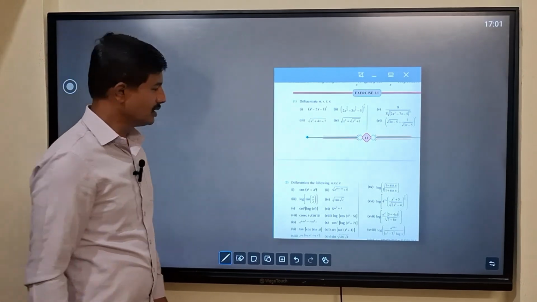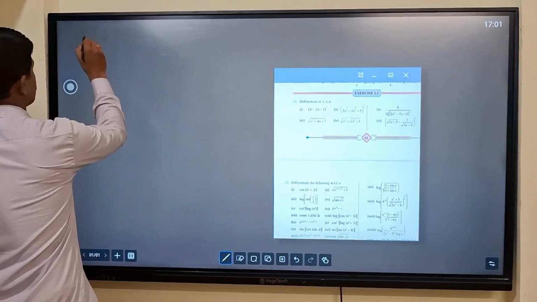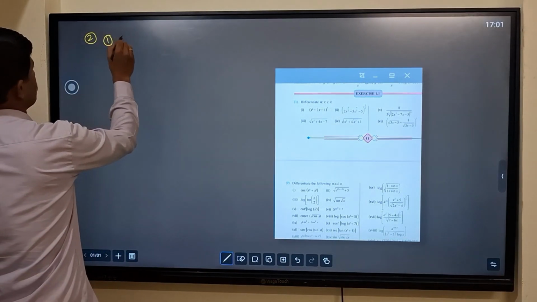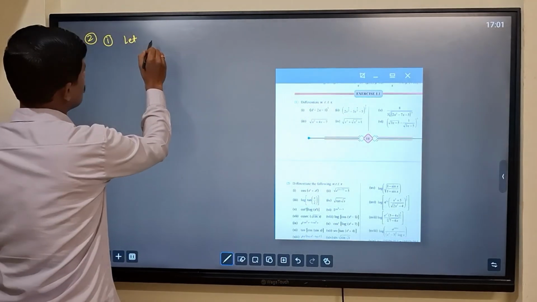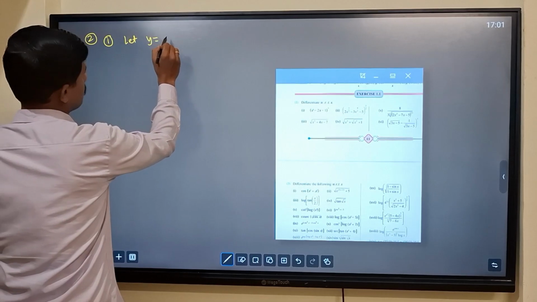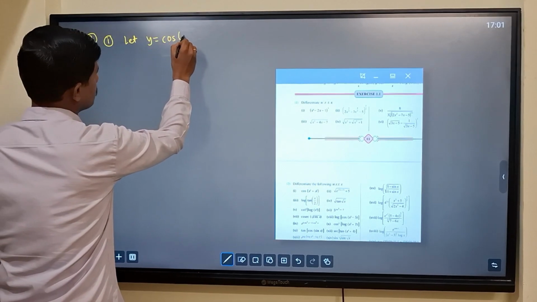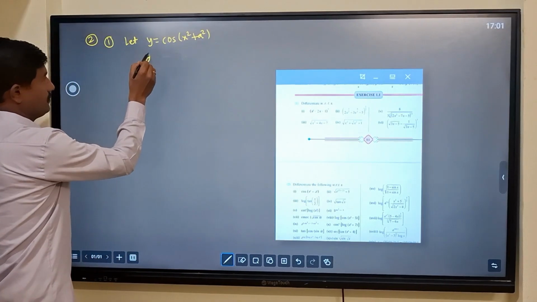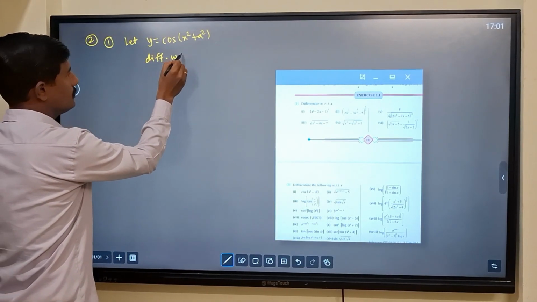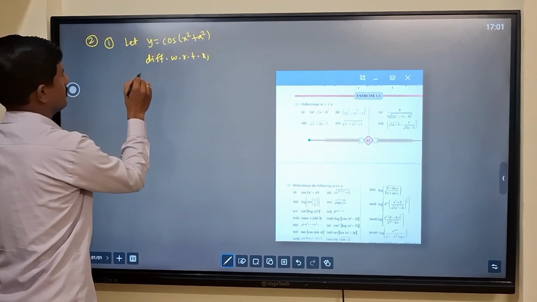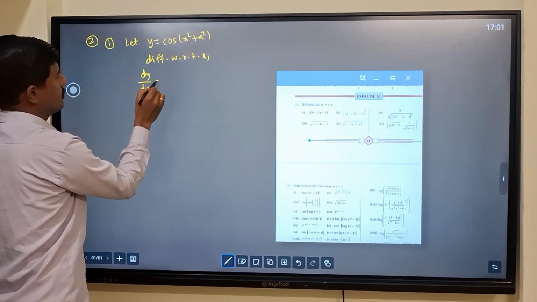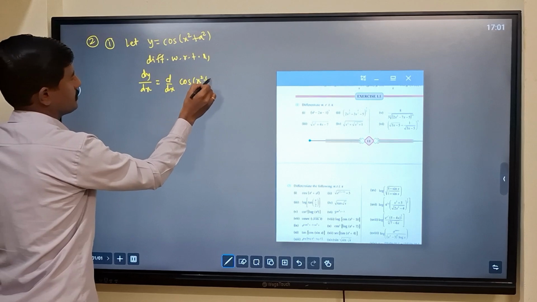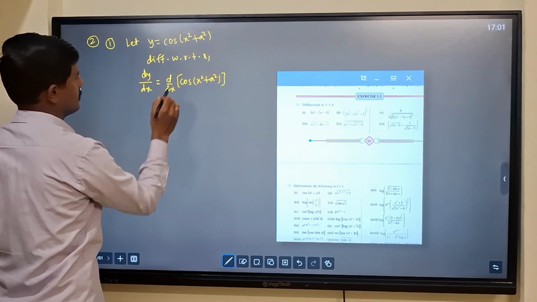Exercise 1.1, question number 2. Inside the first question, let y equal to cos of x square plus a square. Now differentiate with respect to x. We will get dy by dx equal to d dx of cos of x square plus a square.